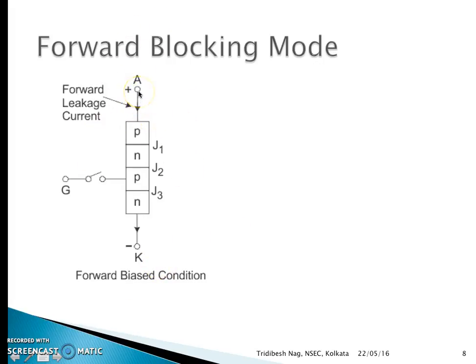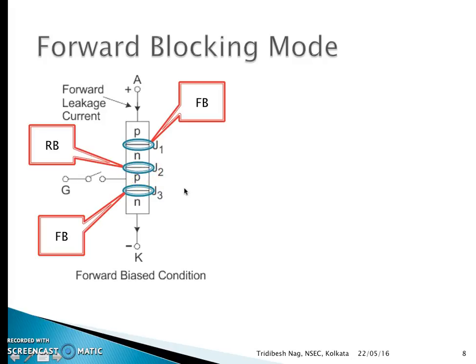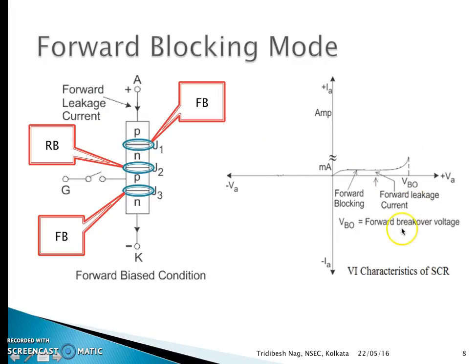Here we are giving a positive supply to the anode and a negative supply to the cathode, and we're keeping the gate open. Now the junctions J1 and J3 in this case are forward biased and junction J2 is reverse biased. So again there will be very little current, of the order of a few microamperes, flowing from anode to cathode, which is called the forward leakage current. And this is the characteristic for the forward blocking state. As we increase the voltage across the anode and cathode, the whole voltage will act across the SCR, and there will be very little current, called the forward leakage current, in this part.